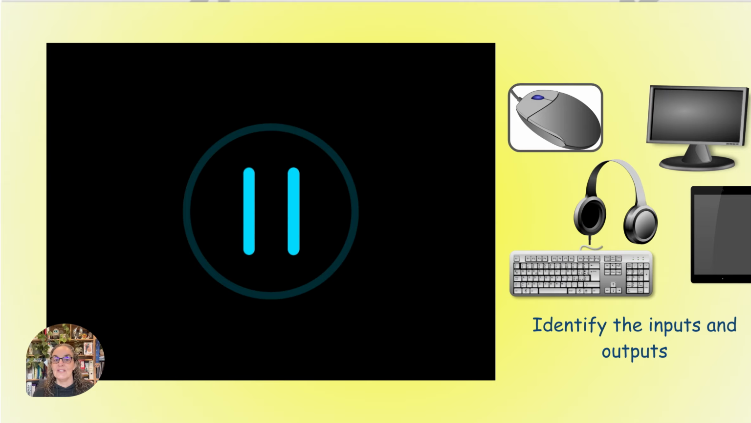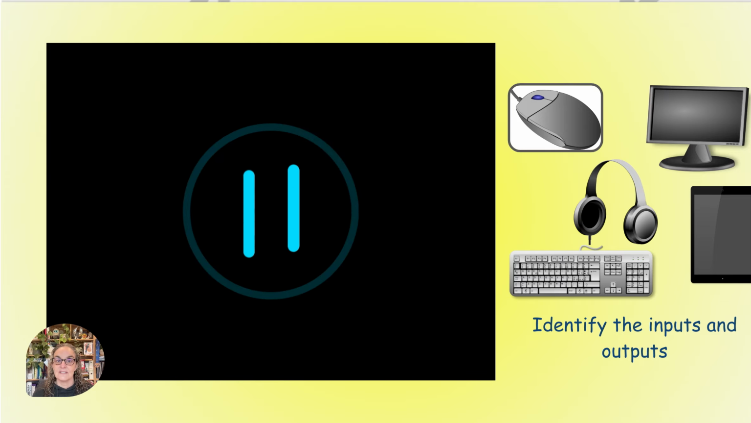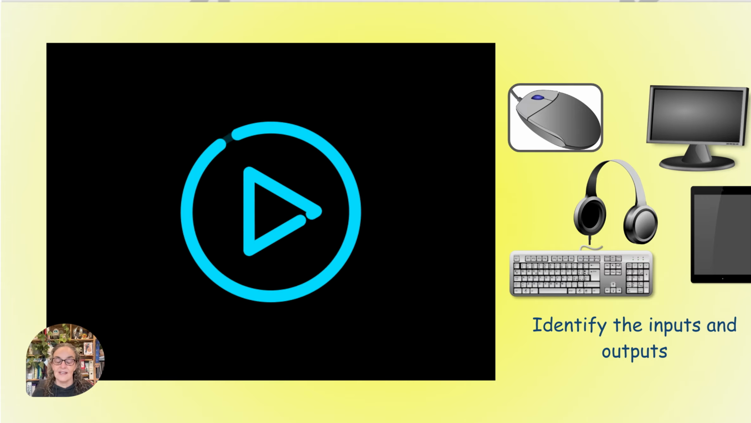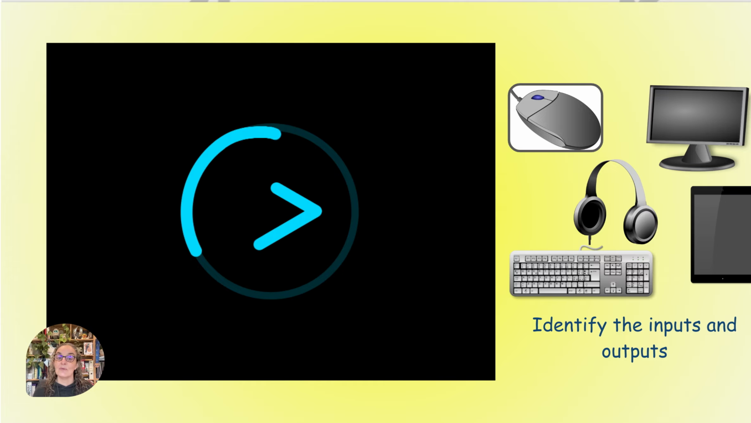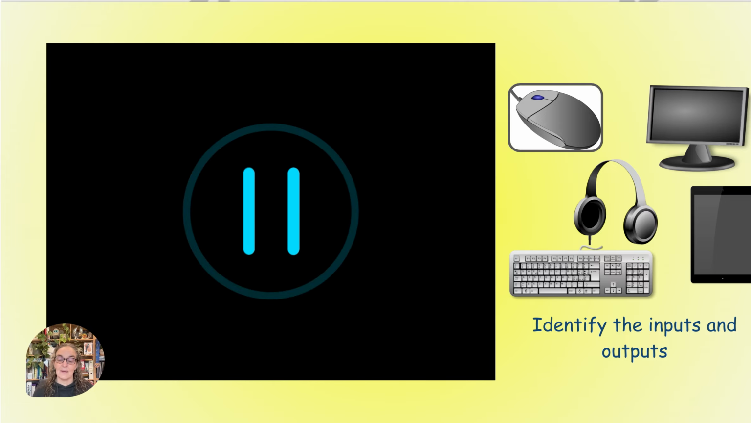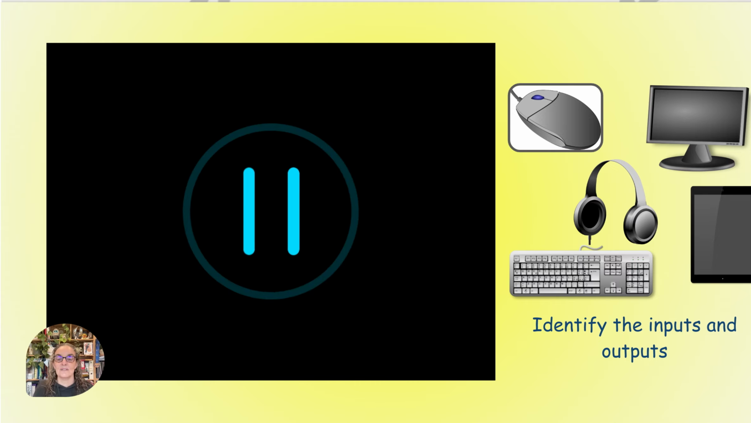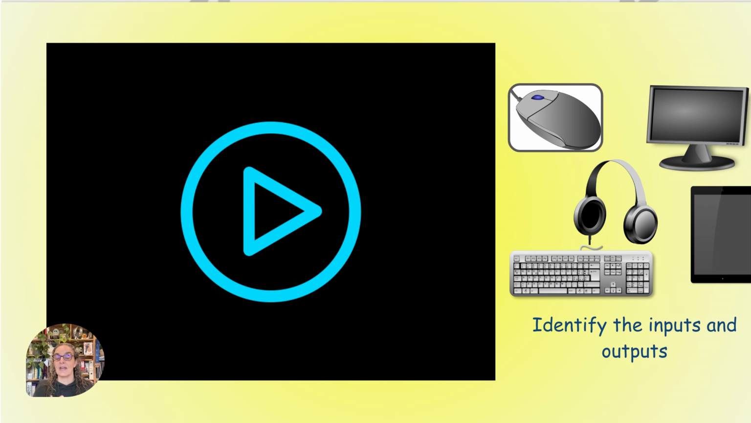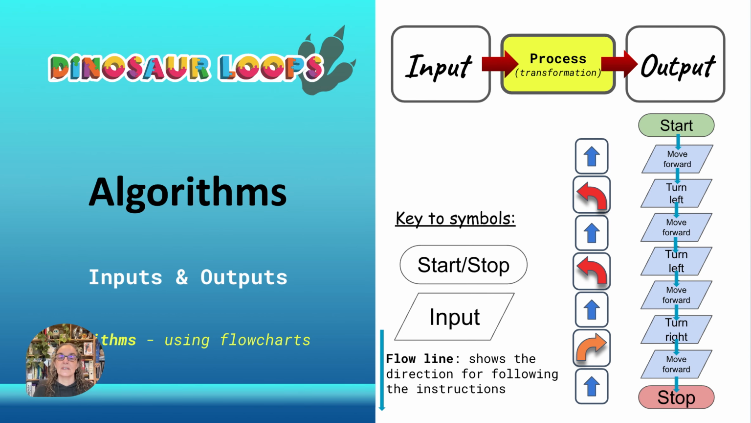So hopefully you've managed to identify that we've got a range of inputs and outputs in a technological system. A mouse is an input, headphones is an output, a monitor is an output, a keyboard is an input, and a tablet can be both inputs and outputs. So be aware that you can have a range of different devices for inputs and outputs for digital hardware. You can also have inputs and outputs for computer programming and algorithms.